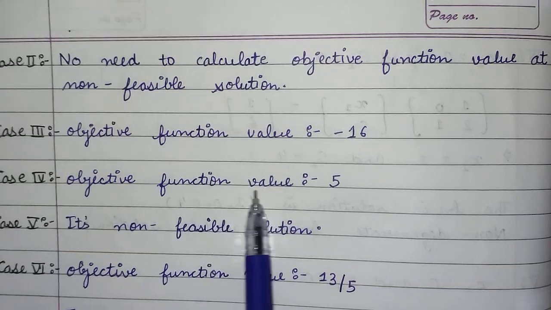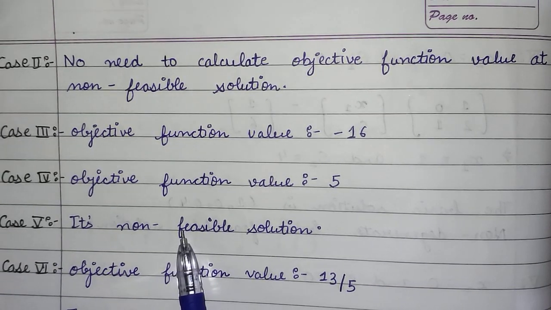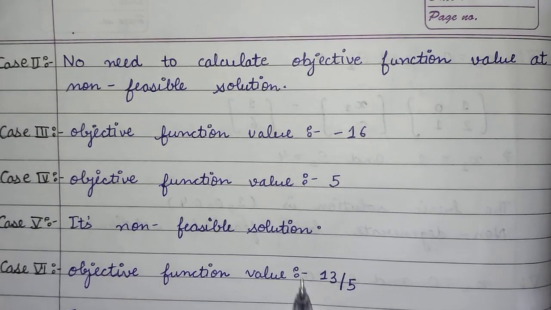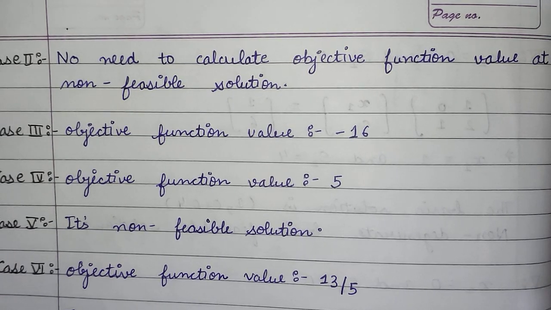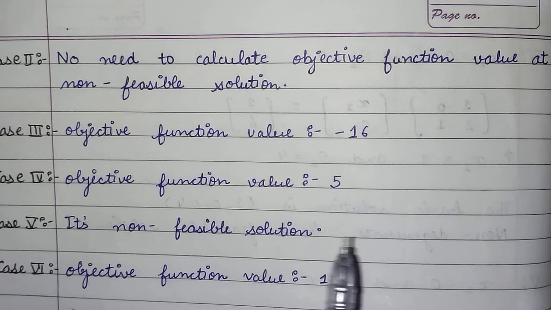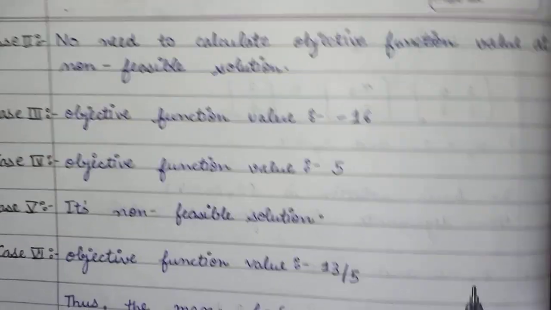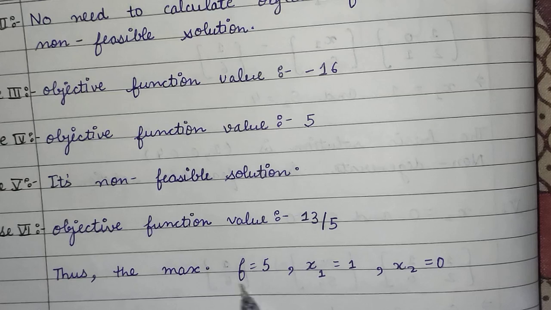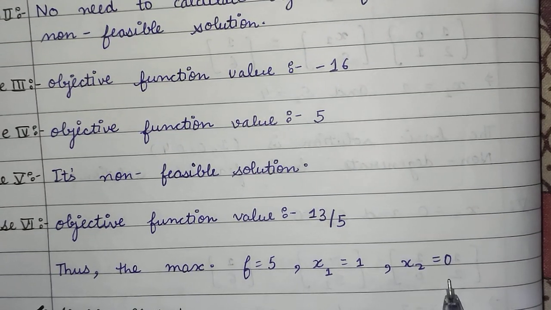We calculate these values by the same procedure that we used in case 1. In case 4 our objective function value is 5. In case 5 we don't need to calculate the objective function value because it's a non-feasible solution. In case 6 our objective function value is 13/5. Now our task is to find the maximum value of the objective function in all 6 cases. We can see the maximum value is in case 4, so the maximum value of f is 5 at x1 equals 1 and x2 equals 0.